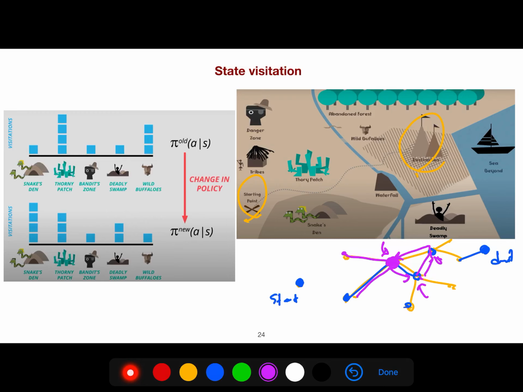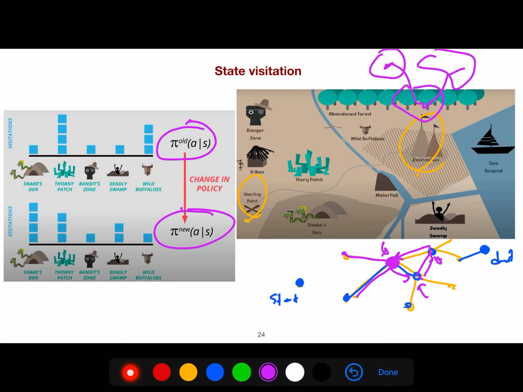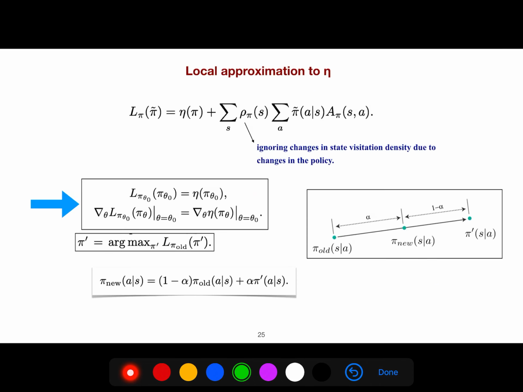And so when you change your policy, if you go from old policy to new policy, your state visitation changes. For example, you have a controller, and then if you change the controller, the states that you reach, for example, you have a chaotic system, comes here, and then after a while, you see that some states you have visited more than the others. But if you changed your policy, then some other states are visited more. So you should think about it like this.